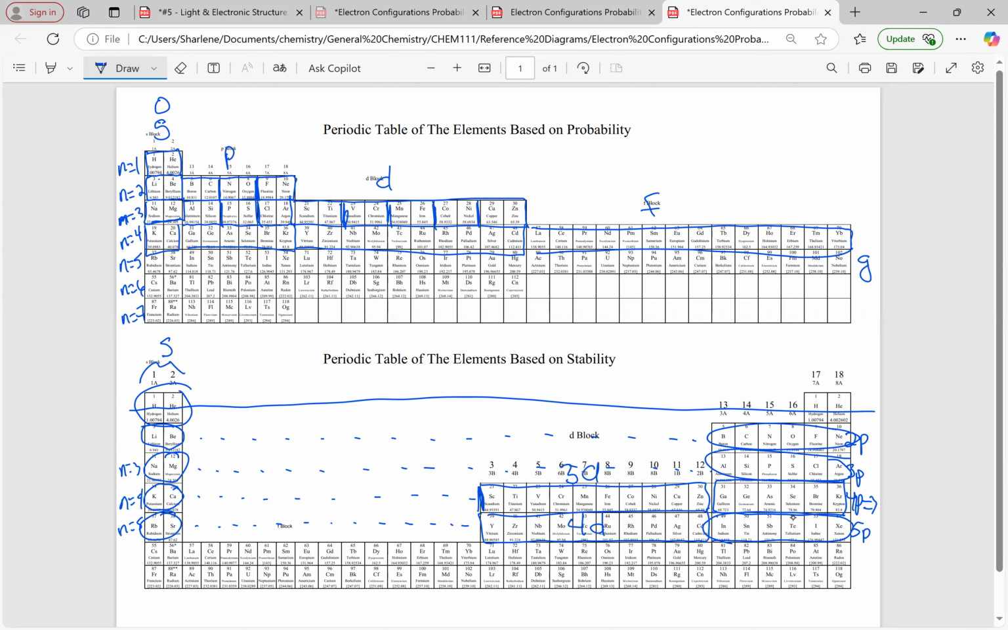And if you'll notice, it's telling me to go clear over here to 6, fill up the 6S's, and then that's the first time you get to see the 4F's. And then you're going to fill the 5D's, and then you're going to go to the 6P's. All right, so just trust the periodic table. Okay, that's great, but can you draw the lines for me?